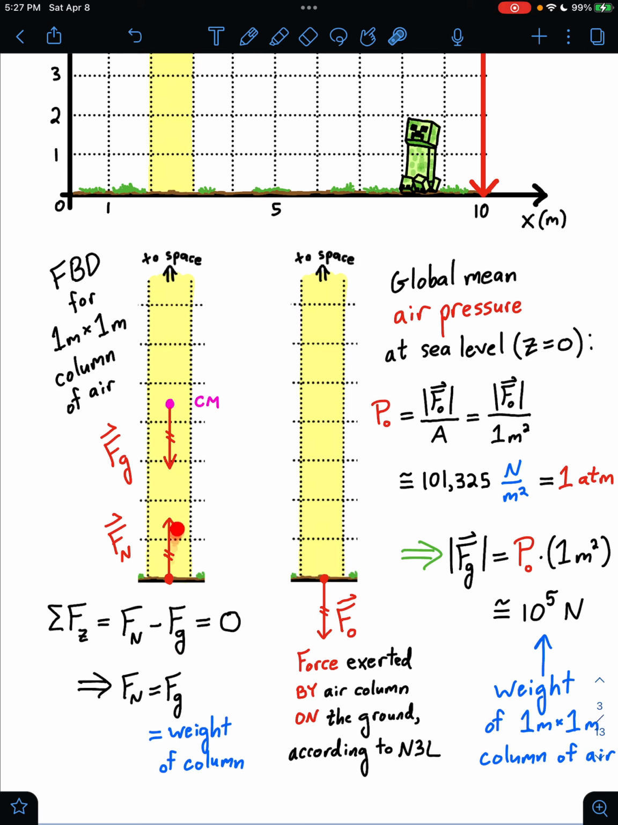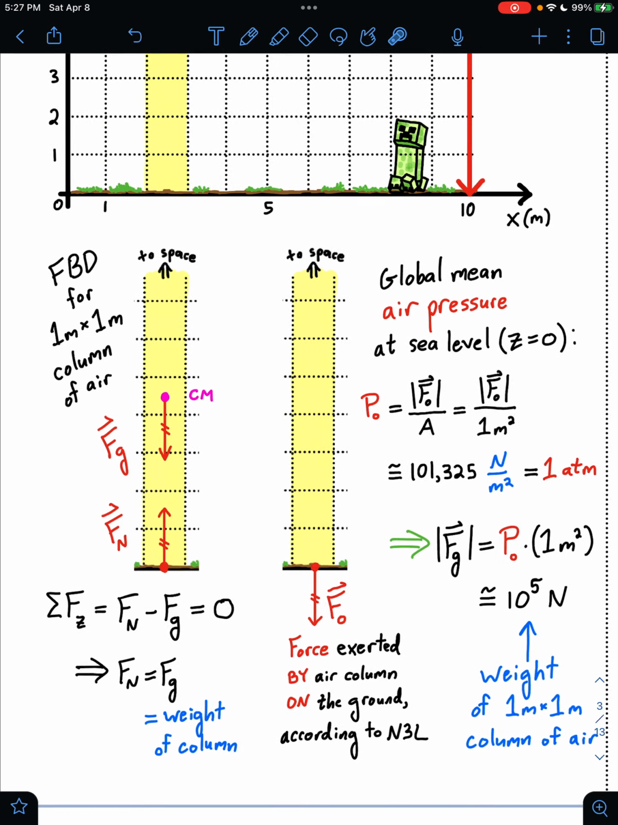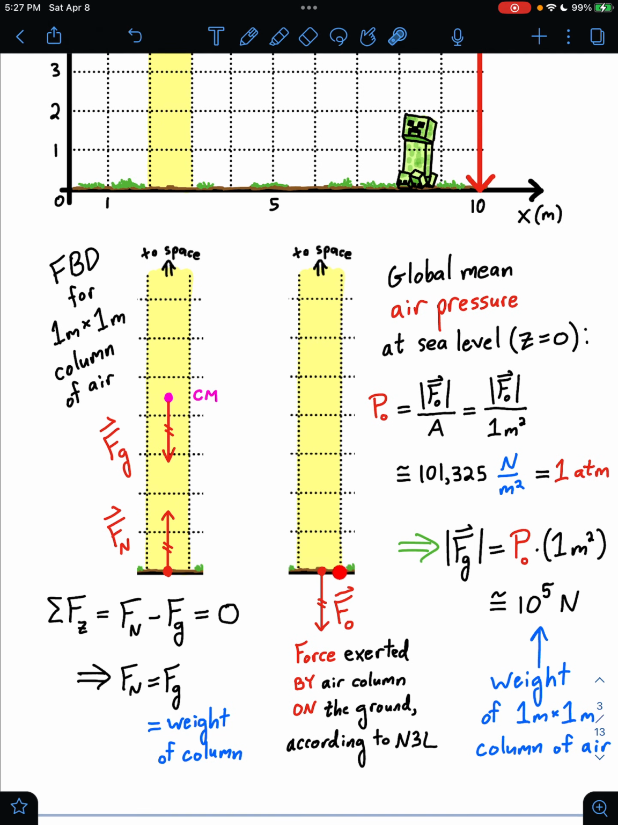So the normal force pushing up on the column must be equal to the weight of all the air in that column. And then according to Newton's third law, if the ground pushes up on the air with this size force, then the air is pushing down on the ground with an equal sized force, which we see is also then equal, in size, to the weight of that column. So the force exerted by the air column on the ground, according to N3L. And this allows us to define the pressure that this column of air is exerting on the ground.